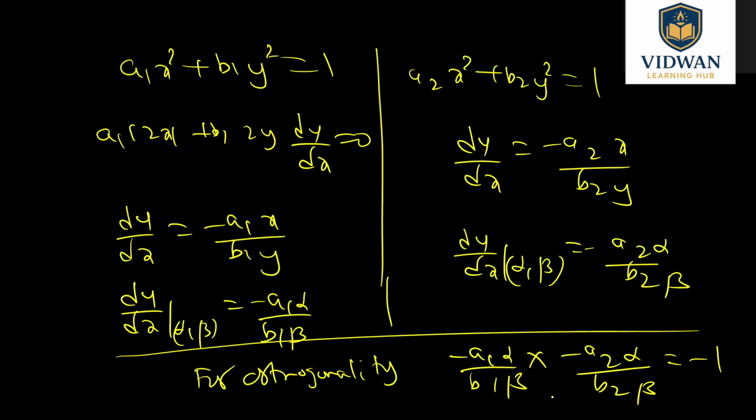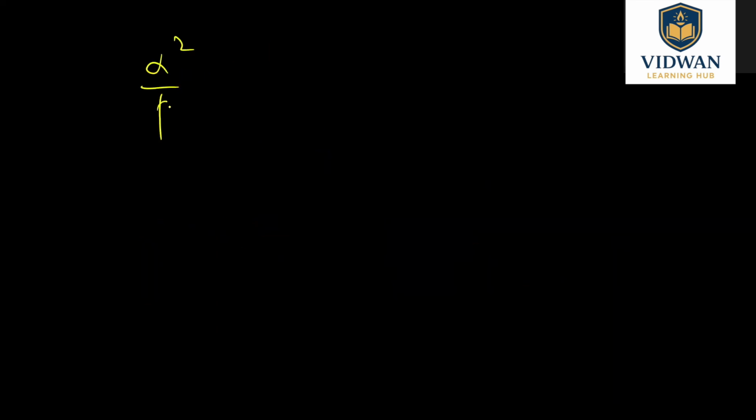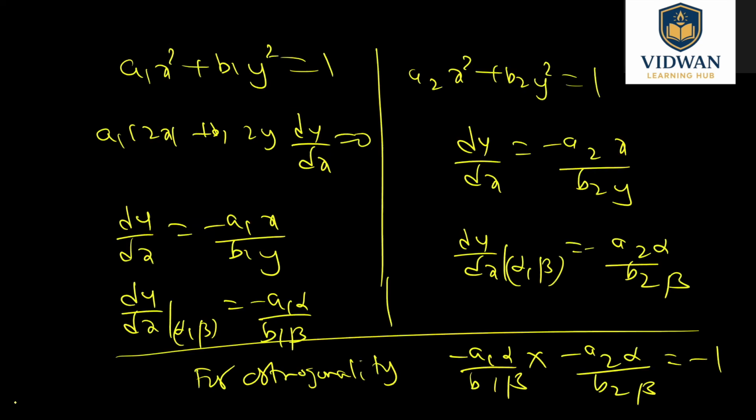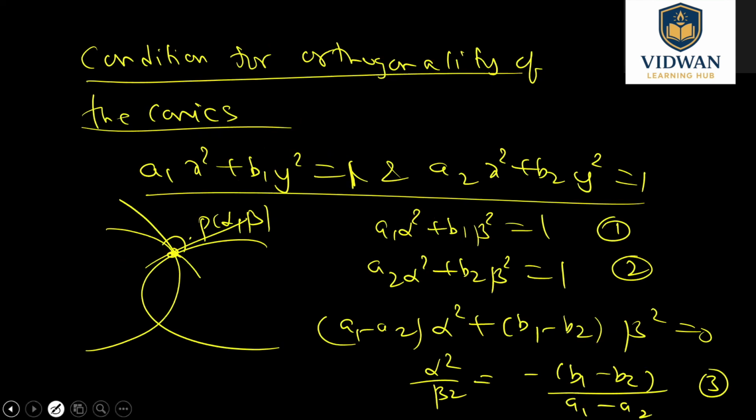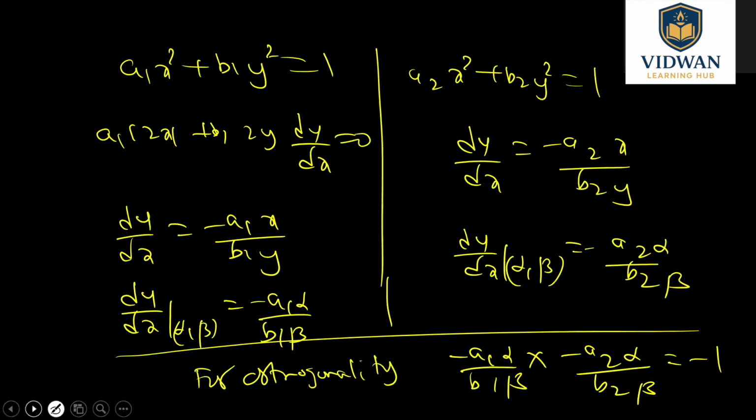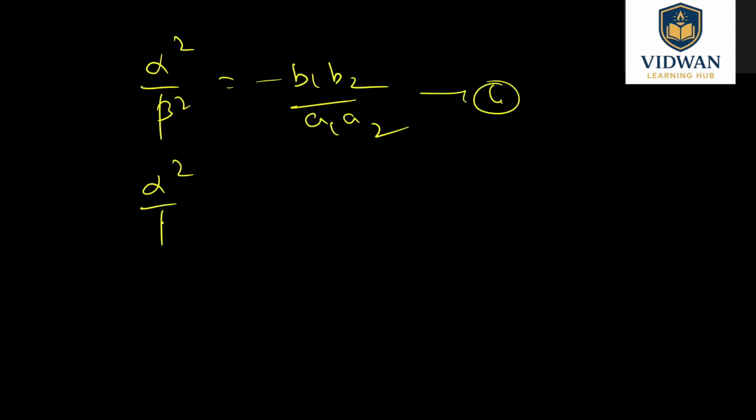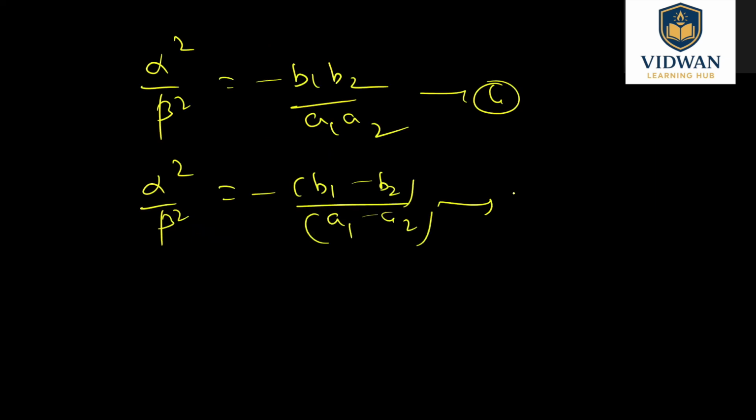From here, you write alpha square by beta square value. It will be minus of b1 b2 by a1 a2. So from this, you will get this value. Let us say this is equation 4. And I'll just rewrite the third equation here. What was the third equation? Alpha square by beta square equal to minus of (b1 minus b2) by (a1 minus a2). This was equation 3.